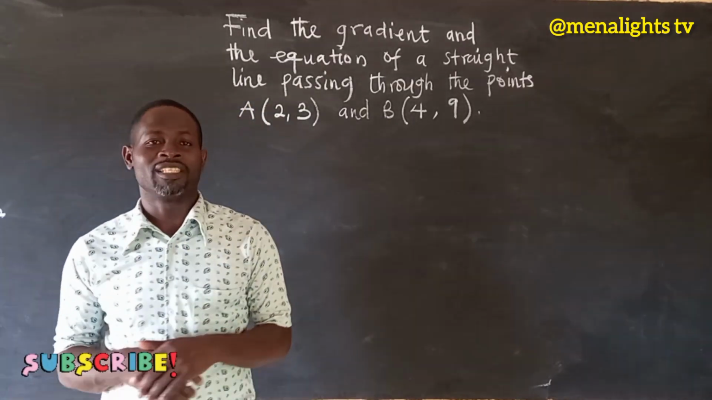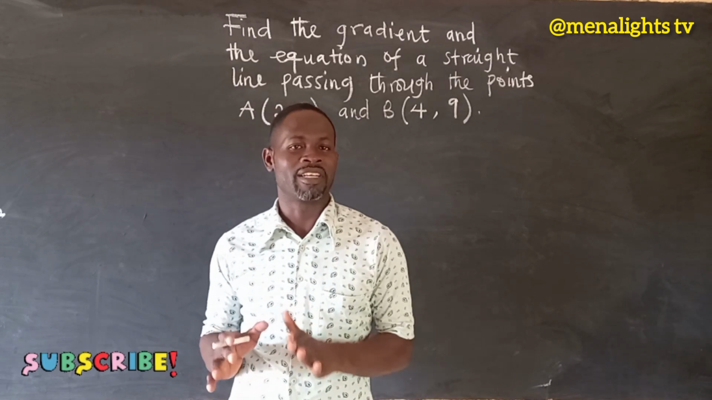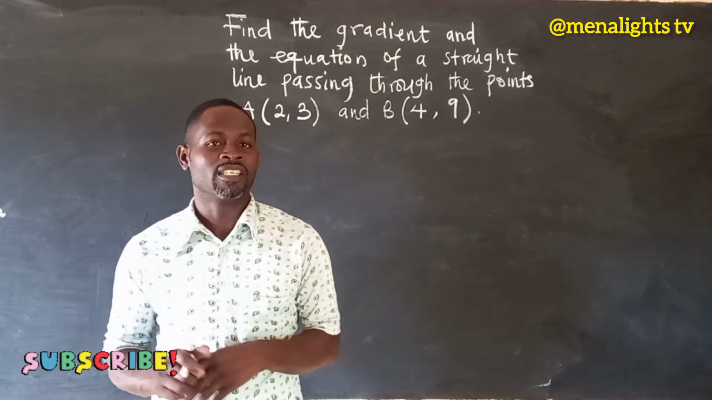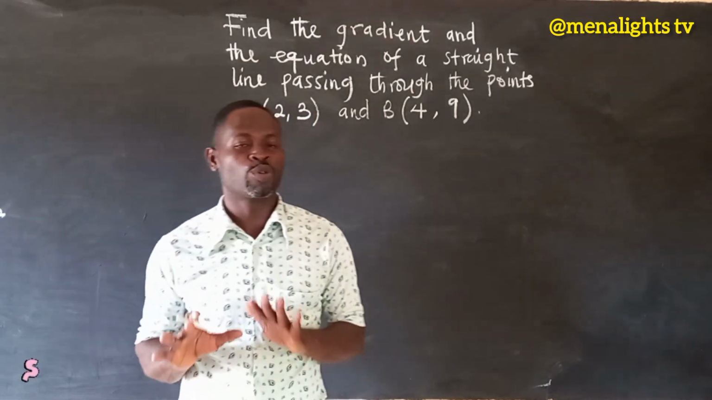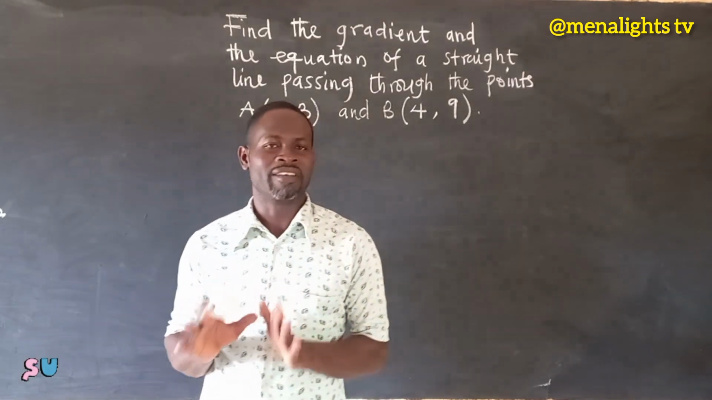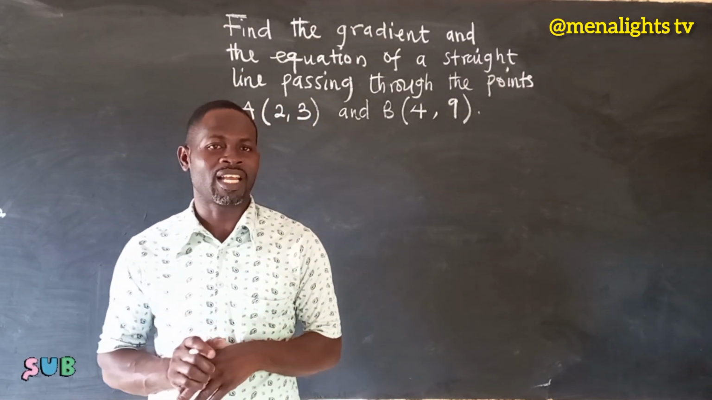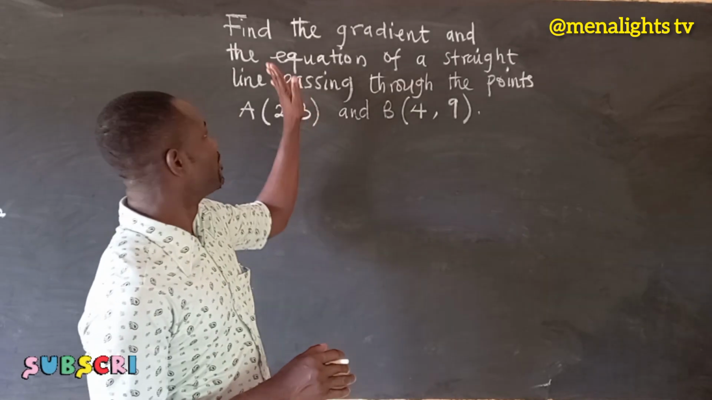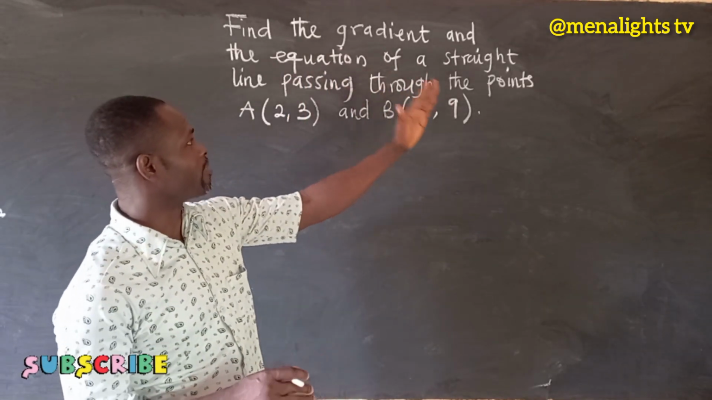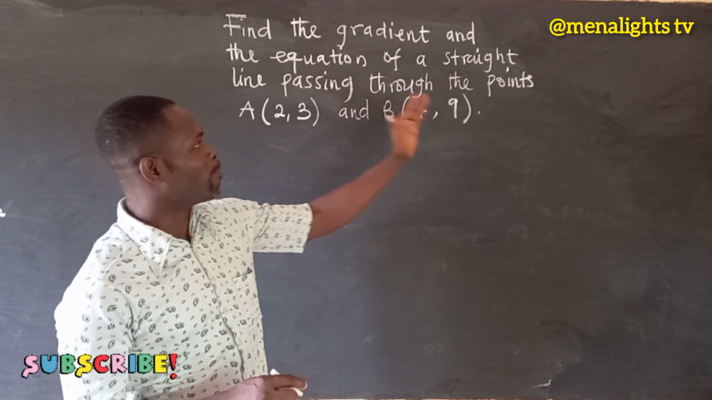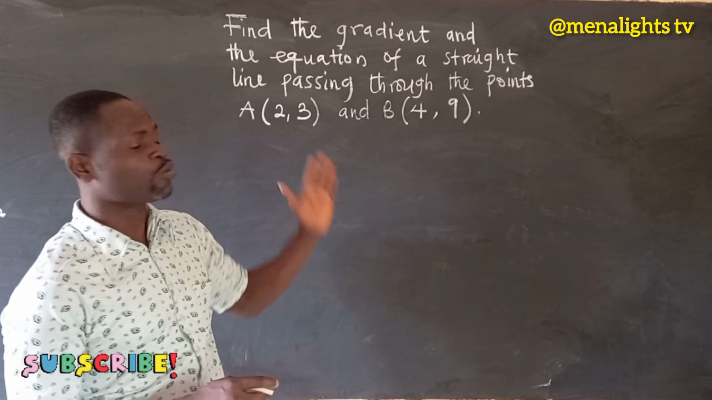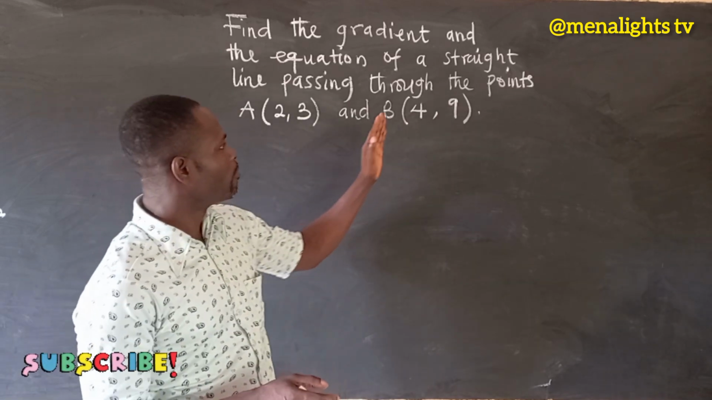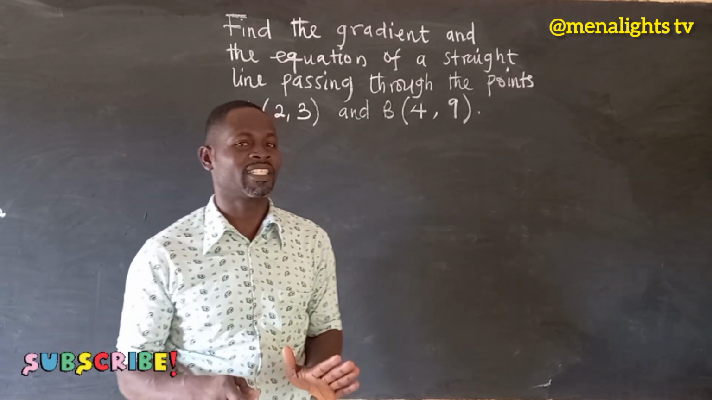Today we are going to learn how to find the gradient and then the equation of a straight line when you are given 2 points. So when you look at this, find the gradient and then the equation of a straight line passing through the points A (2, 3) and B (4, 9).